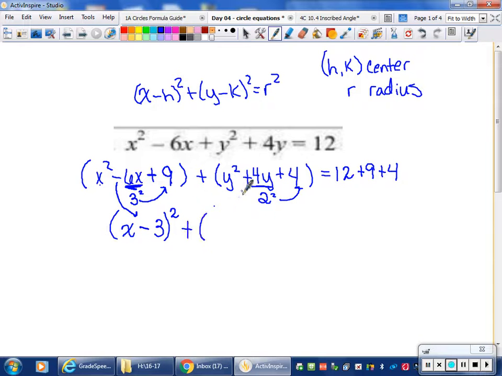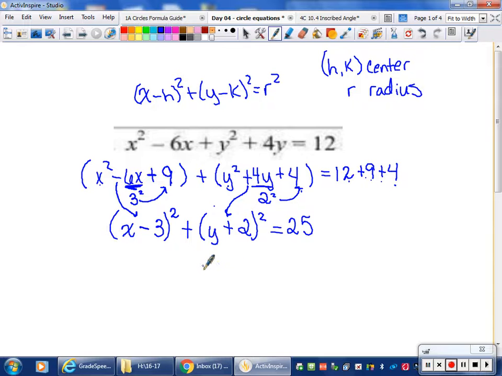So you do the same thing with the y. Square root of y squared is y. Square root of 4 is 2. I look at the sign, plug it in, hit the plus, and square it. And set it equal to, I must add these up. 12 plus 9 plus 4 gives me 25.